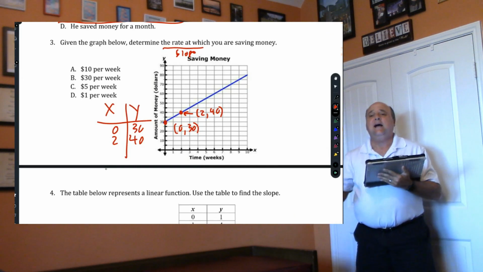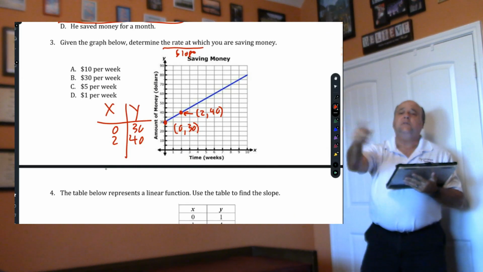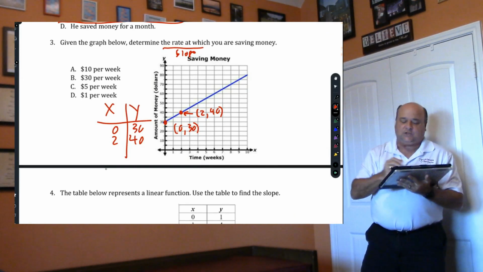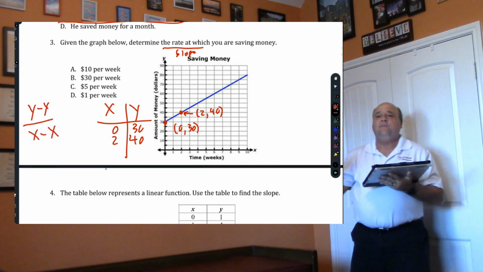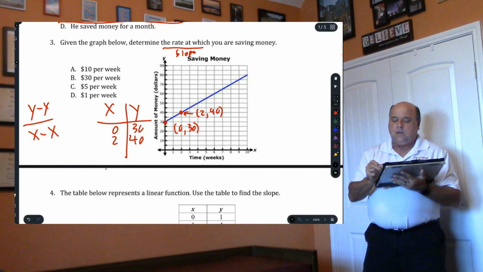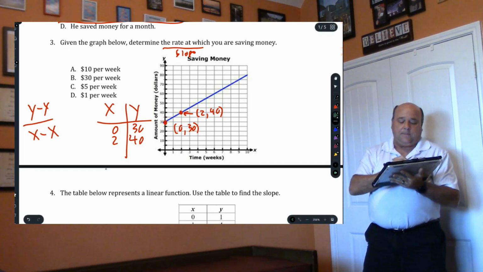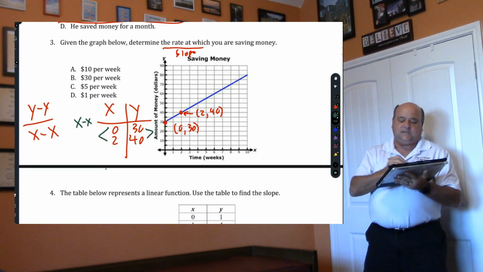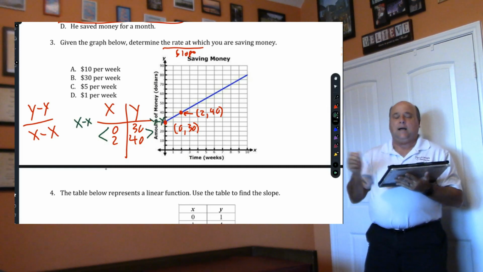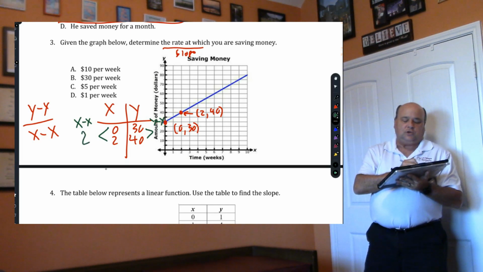Now at the same time, I'm going to do this by hand. You put this in the T-chart and you'll get the answer. Your slope is y minus y over x minus x. That's the formula that they give you. Y'all look up here at the paper. I'm going to do this and this. This is going to end up being x minus x. This will be y minus y. From 0 to 2 is 2 units. From 30 to 40 is 10 units.